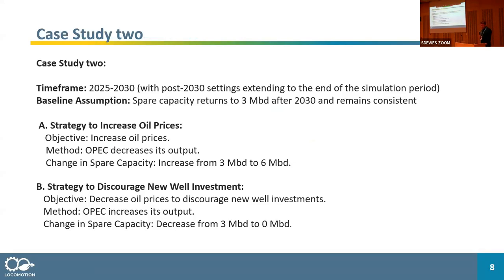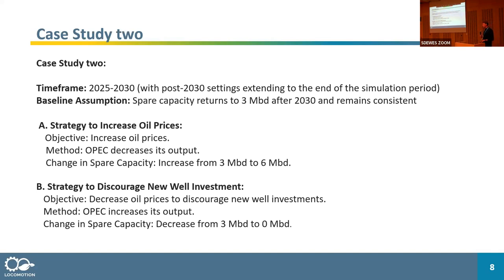So then we come to case study two. Here we looked at the effects of the OPEC countries and what kind of power they have on the oil-economy-energy feedback, over a time frame from 2025 to 2030. The objective in one strategy was to increase oil prices. So how do we do this? By taking spare capacity off the market.